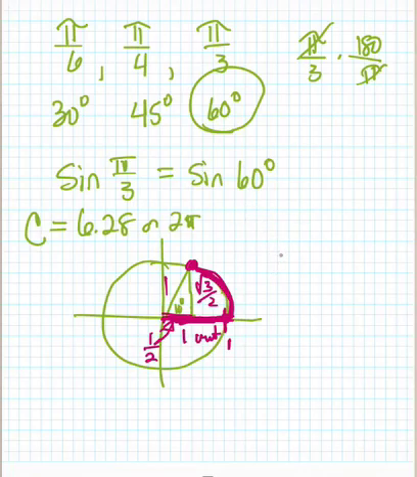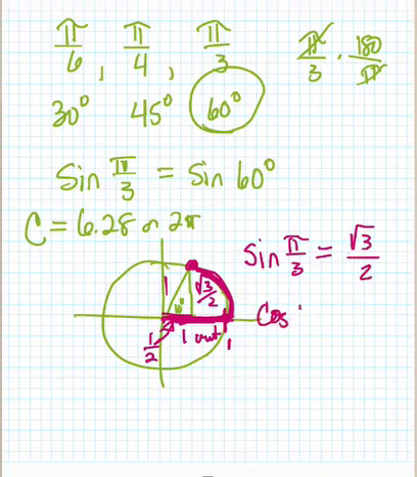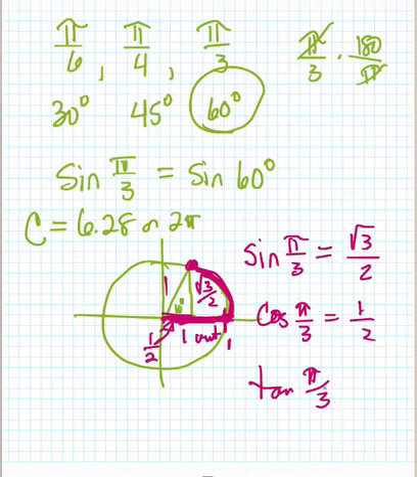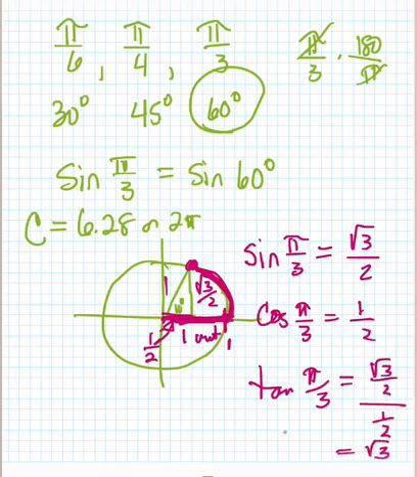So the sine of pi thirds is going to be the height. It's radical 3 over 2. The cosine of pi thirds is going to be the horizontal distance. It's going to be 1/2. And the tangent of pi thirds, don't go to sleep, we've got a little time here, is going to be radical 3 over 2 divided by 1/2, so you can see it's going to be radical 3. And then of course the secant, cosecant, and cotangent are all just reciprocals of those.